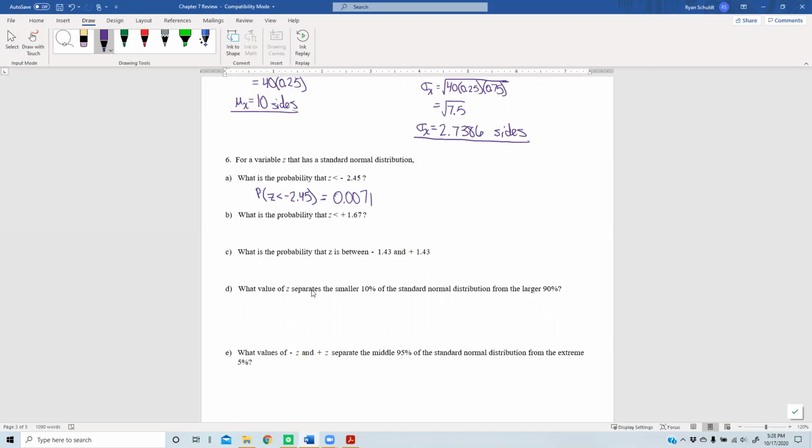Okay, next one. Probability that Z is less than 1.67. I'm not worried about that positive sign. As long as it's not negative, I'm okay. So you don't have to worry about writing the positive 1.67. Now, if it's negative, that's different. But positive, I don't know why they put it. Anyways. So again, we're just reading straight off the table. So that's going to be 0.9525.